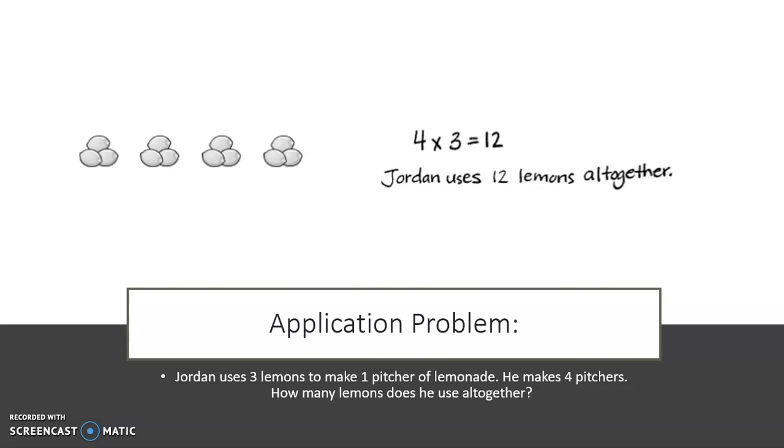So if there are 4 groups of lemons, that's 4 times, if there are 3 lemons in each group, times 3 equals how many lemons altogether? 12. So Jordan is going to use 12 lemons altogether. I want you to keep this application problem in your mind as we continue on with our video. We are going to build onto this problem and make sure that you totally understand how to create multiplication problems with simple pictures, or, as we're going to see today, an array.